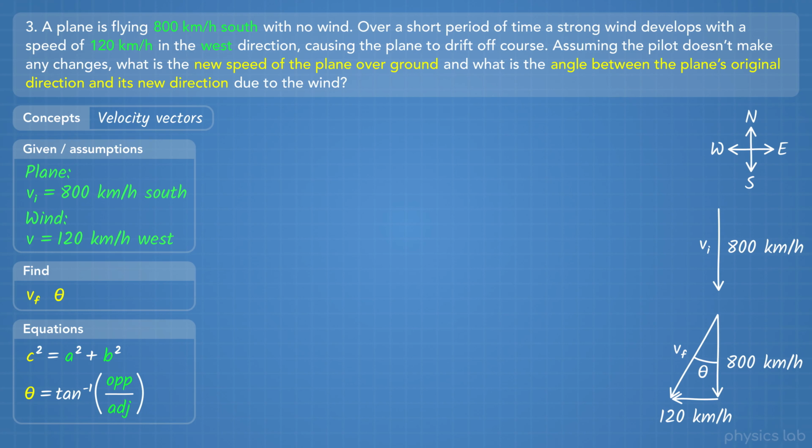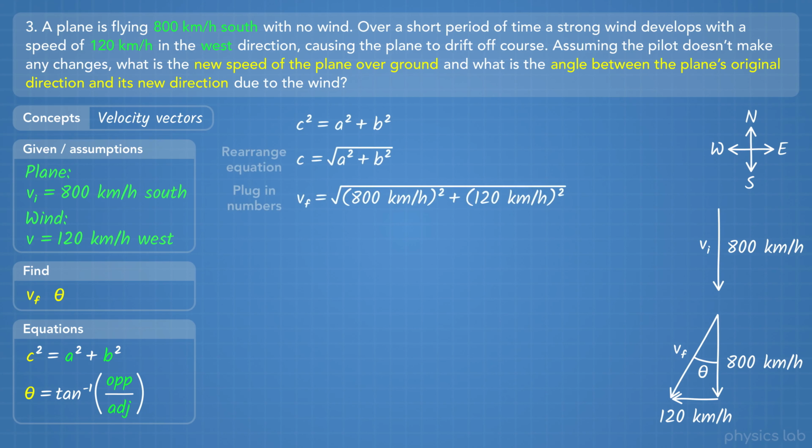First, let's find the magnitude. If we rearrange the Pythagorean theorem equation, the magnitude of VF is the hypotenuse, C, and A and B are the legs of the triangle, which would be 800 kilometers per hour and 120 kilometers per hour. When we calculate that, we get 809 kilometers per hour for the magnitude of VF.